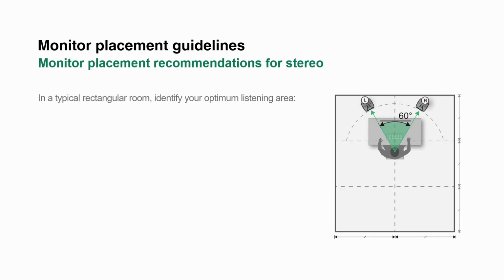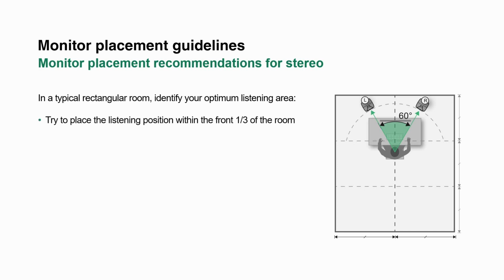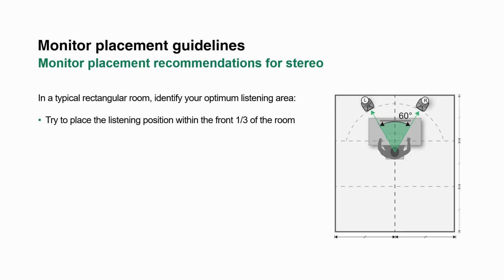So in a typical rectangular room, we would identify the optimum listening position. We would try and aim for the front third of the room. The reason being, if we position ourselves towards the back wall, we'll experience a lot of build-up in the low end. If we position ourselves in the middle of the room, we may expose ourselves to sitting in a null. So we may be sitting in an area of the room where the system isn't able to reproduce certain frequencies. If we position ourselves in the front third of the room, it gives us the best chance of achieving a neutral frequency response.